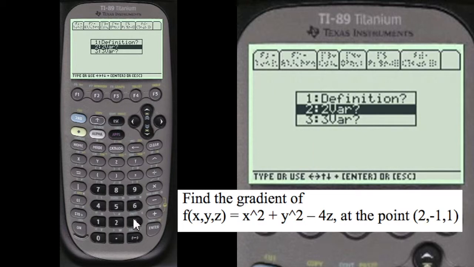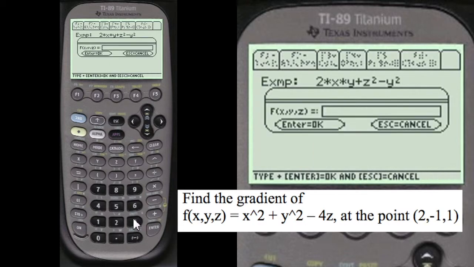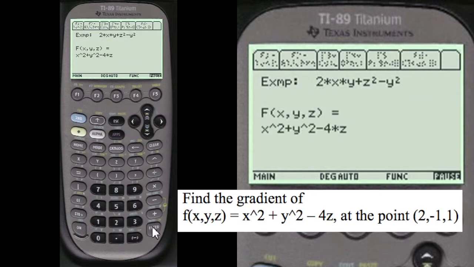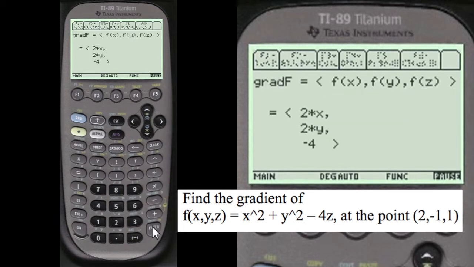And I've given the choice number 3. I have to press alpha before you enter anything in these entry lines here. And the function is x squared plus y squared minus 4 times z. I always show you what you've entered. Change it if you want.